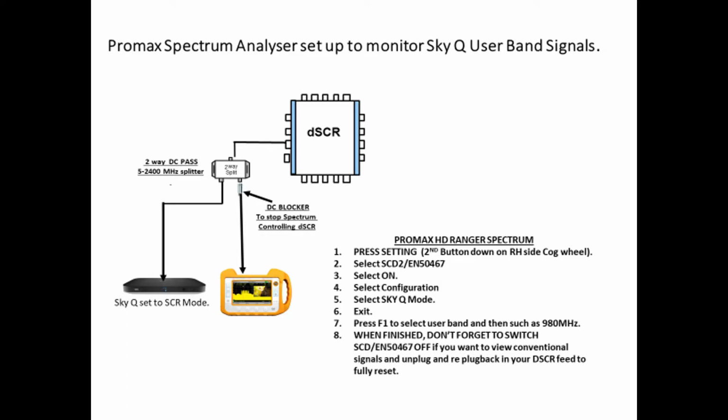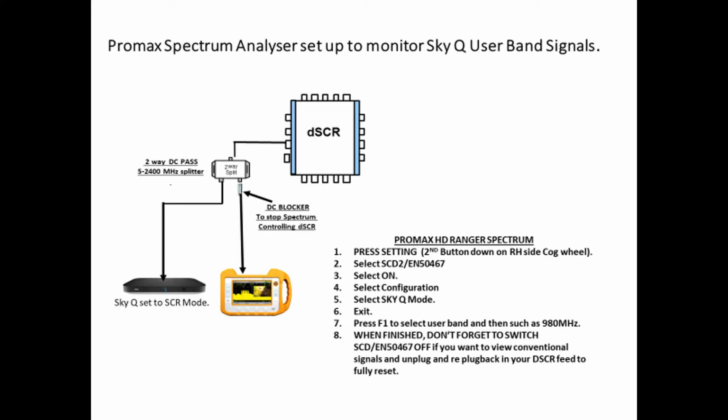In this particular case, we're using the HD Ranger to monitor a Sky Q box which is set to SCR mode. And what you do first is you go into settings, which is a setting button down on the right hand side of the spectrum analyzer. In the case of the HD Ranger, it's got a cogwheel shape, which some of you are familiar with as a settings button on your laptop, for example.